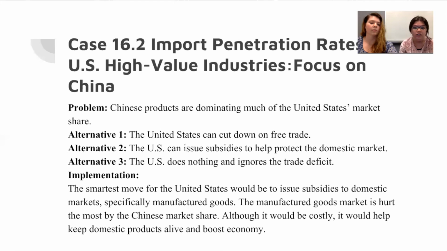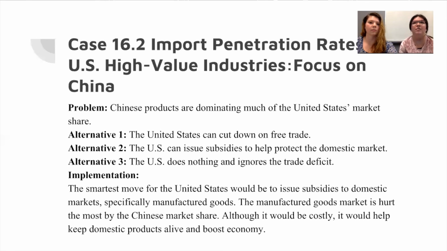The third alternative, which is not necessarily the greatest one, would be that the U.S. does nothing and ignores the trade deficit. For this, the positives would be that there would be no additional costs incurred, but the negatives would be that the trade deficit with China would continue to grow and domestic products would continue to suffer.